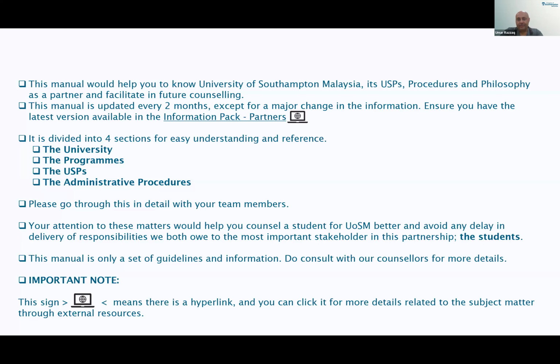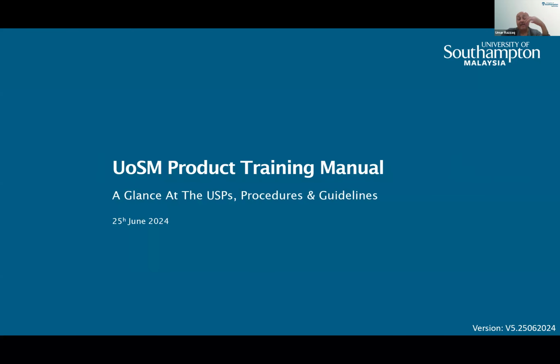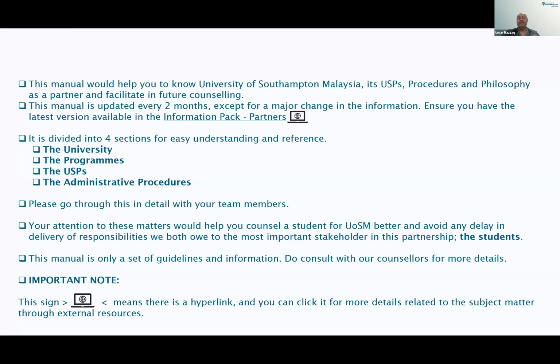This information pack or this manual is updated usually about every 2 months. If you see, this one is version 5, dated 25th June. Now it's almost July, but mid-year, so another month's time, unless there's an extremely important update or significant changes, of course, we notify the partner. But generally, every 2 months, you're advised to download it through that link I'll share with Jazzy, just to make sure that you have the latest one.